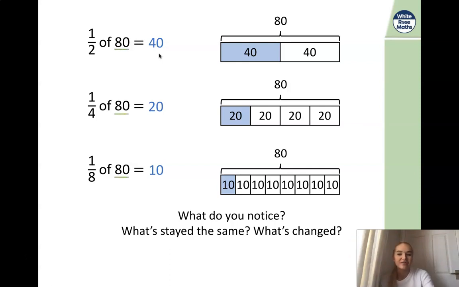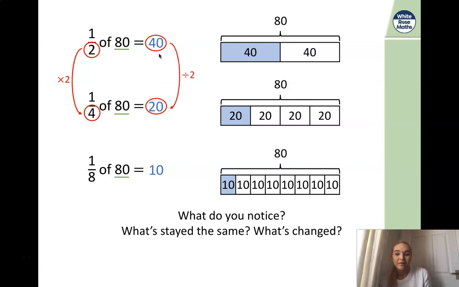Okay, so you might have noticed that the whole number stays the same for each of these fractions. We are always looking at the same whole number. However, my denominator changes each time. What is the relationship between 2 and 4? What do I need to multiply by to get 4? That's right, I need to multiply it by 2. But what do you notice about our answers? How do we get from 40 to 20? That's right, we divide by 2.